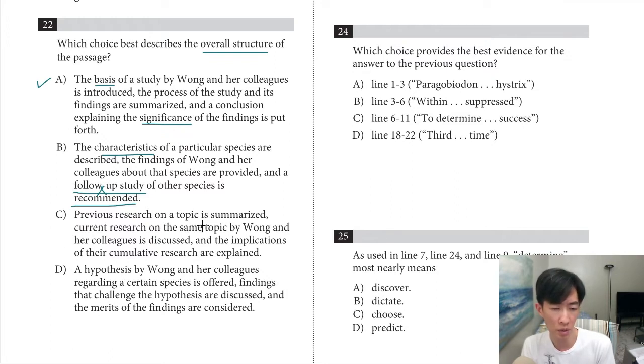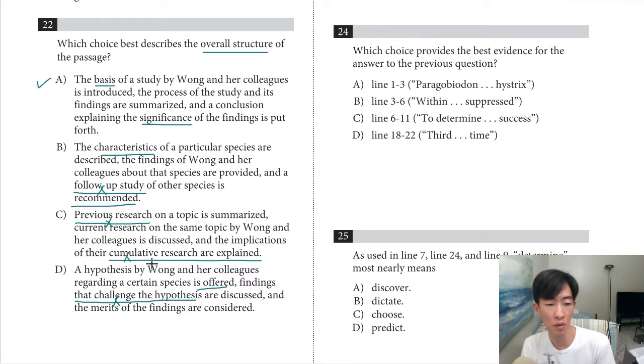C, previous research on a topic is summarized. I don't really think they talk about previous research. Current research on the same topic by Wong and her colleagues is discussed. That part's okay. And the implications of their cumulative research are explained. So cumulative research would imply the one that was done by Wong and the previous research. But again, because there's no talk of previous research, C is going to be out. D, a hypothesis by Wong and her colleagues regarding a certain species is offered. That's okay. Findings that challenge the hypothesis are discussed. There was nothing that challenged their hypothesis in terms of findings. And the merits of the findings are considered.